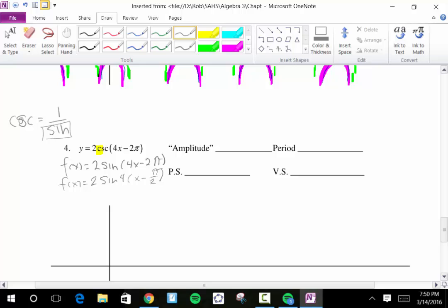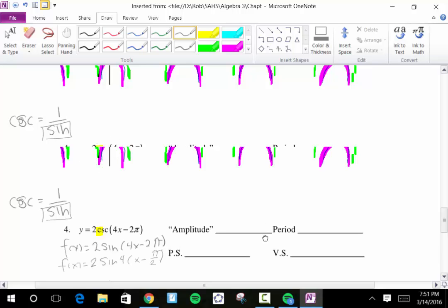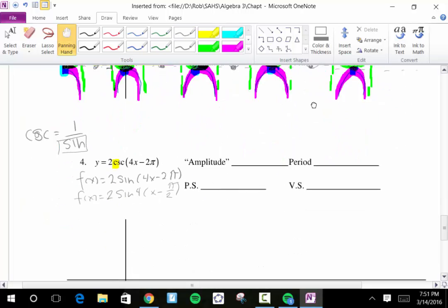Now, if you don't believe me, check this out. 4 times pi over 2. What's 4 divided by 2? Well, that's 2 pi. So you can think about that a little more. Pause this, think about that. But this is the function we're going to graph. We'll graph that right on here, and then we'll graph the reciprocal function just like we did on this last one, the purple ones. It's going to be just like that.